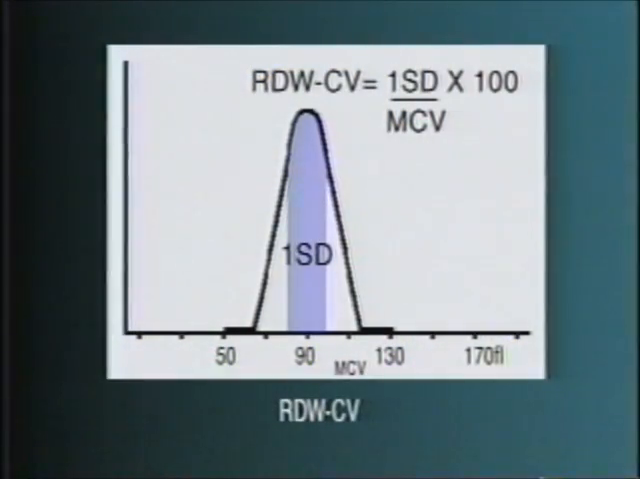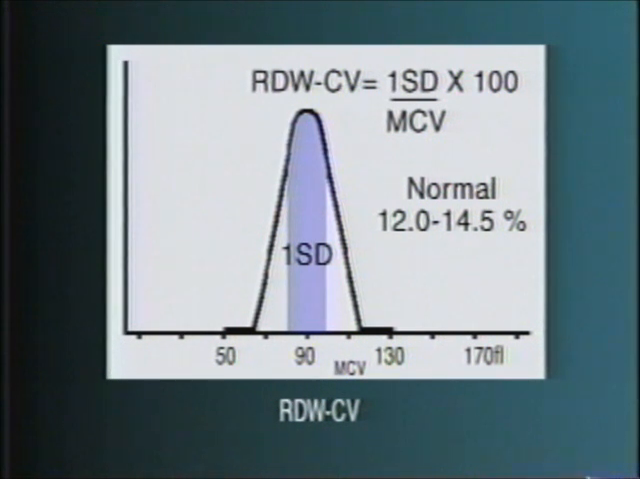The RDW-CV is a mathematical calculation, which makes sense because in order to get a coefficient of variation, you have to use math. It is calculated by first determining what a 1 SD variation of red cells around the mean or midpoint of this peak is. The one standard deviation is then divided by the MCV and multiplied by 100 to get your result in percent. The normal RDW-CV is usually around 12 to 14.5%.